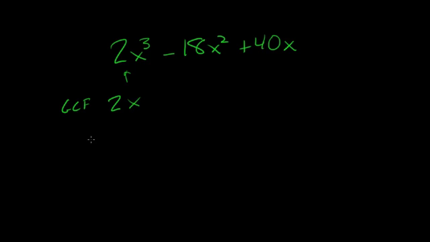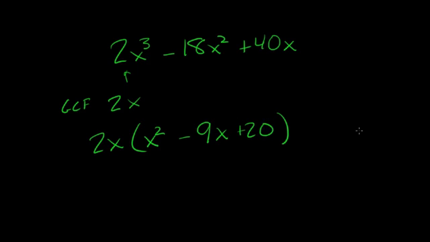So if we factor out, we did this previously, if we factored out a 2x, what would we have in the parentheses? 2x times what would give us x cubed? Well, that would be x squared. 2x times what gives us negative 18x squared? It would be negative 9x. 2x times what would give us positive 40x? That would be 20. So now I do have a trinomial that we know how to factor.